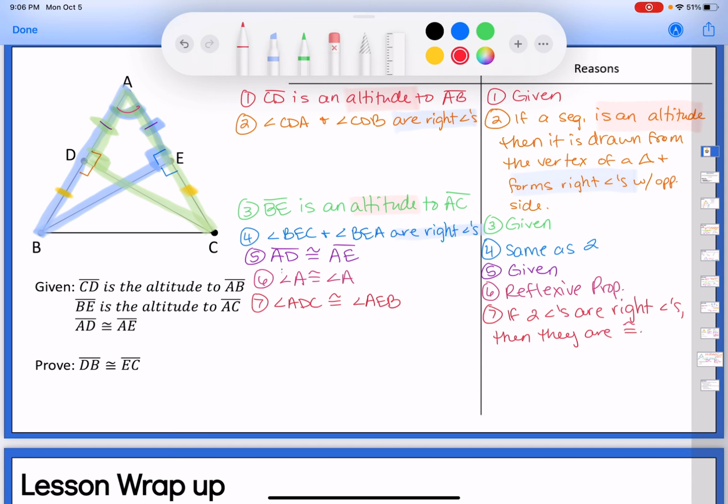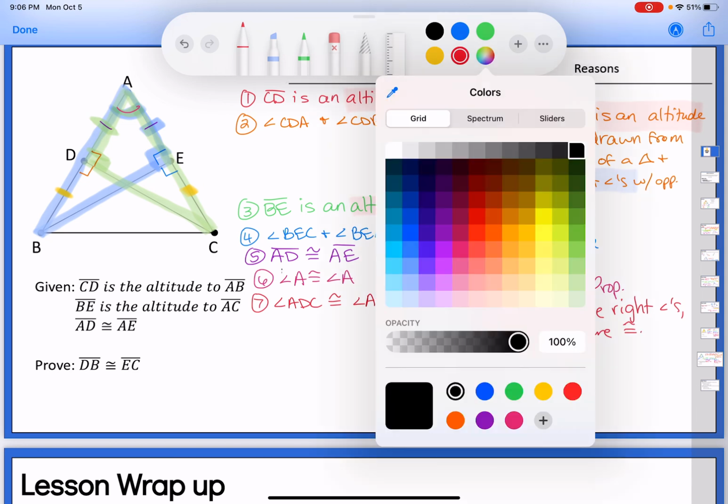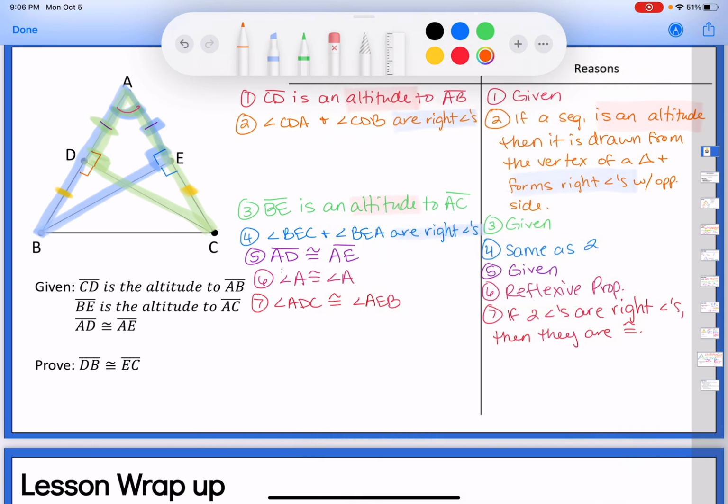Okay. And now I have that those two triangles that I highlighted are congruent by angle, side, angle, right? Angle, AD and AE were my sides. These right angles were my other angle. So step 8, triangle ADC is congruent to triangle AEB by angle, side, angle. 5, 6, and 7. Ooh, we got a lot going on.